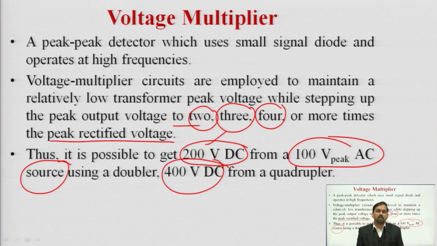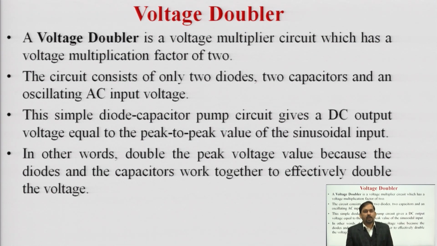This is referred to as the doubler circuit, because the input is 100 volt and the output is doubled. So, the classification of voltage multiplier circuits: the very first circuit is known as the voltage doubler circuit. A voltage doubler circuit is a voltage multiplier circuit which has a multiplication factor of 2. Here the output voltage is the multiplication factor of 2 with the input voltage.